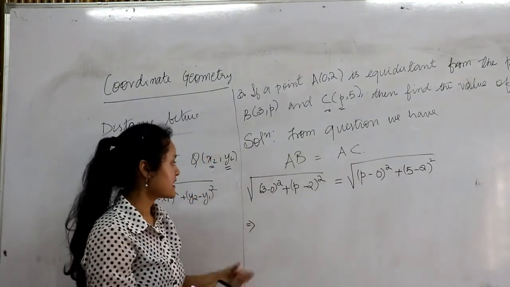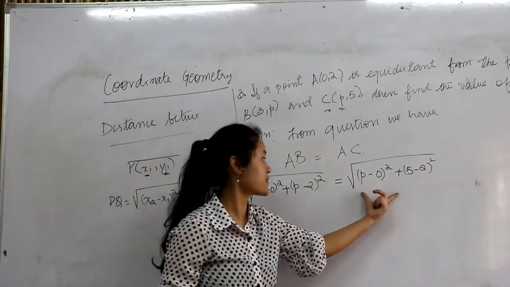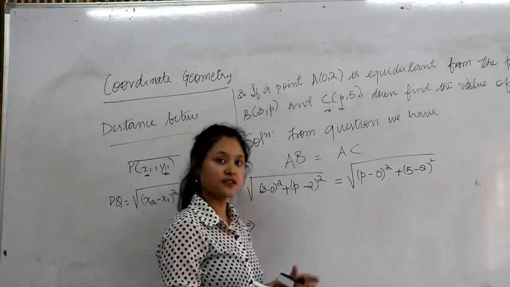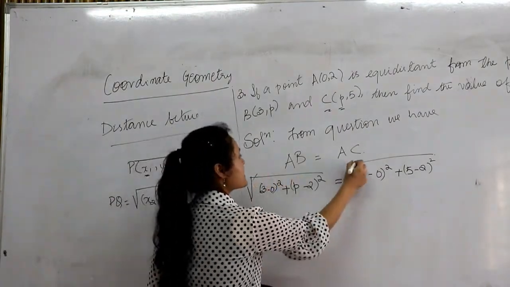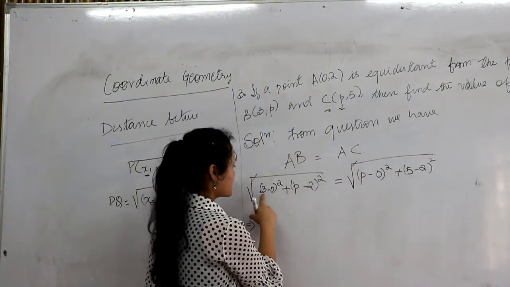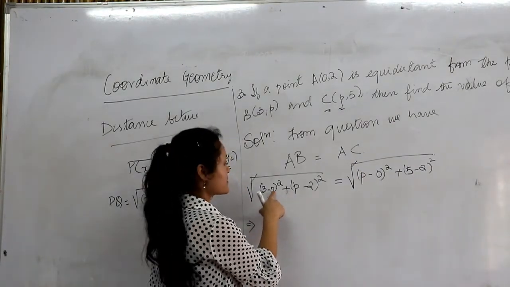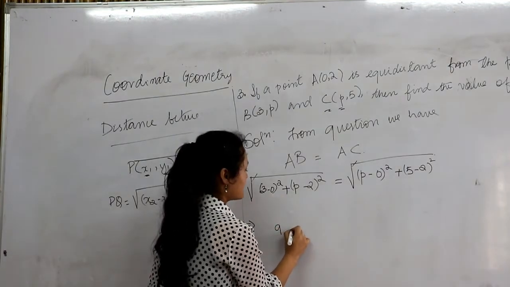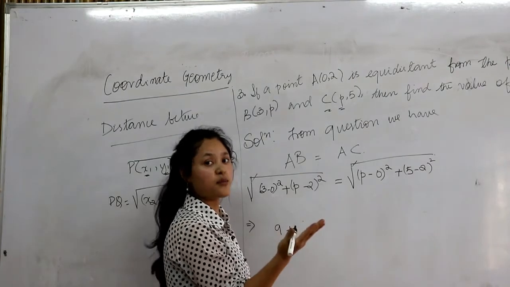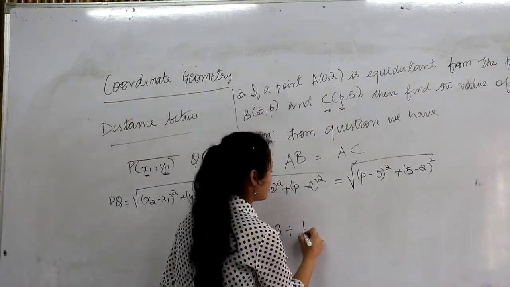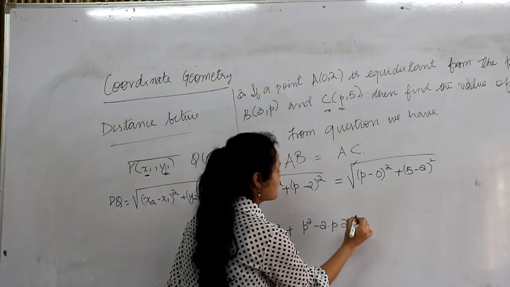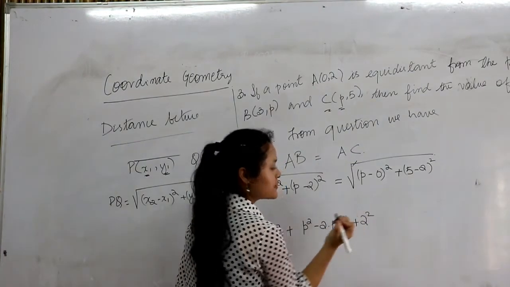So see, here also we have a square root, here also a square root. If we square both sides, the square roots will disappear. So what do you have here? 3 minus 0 will be just 3. So 3 square will be 9. Okay. P minus 2, whole square, just use the formula (A minus B) whole square, which will be A square minus 2AB plus B square.